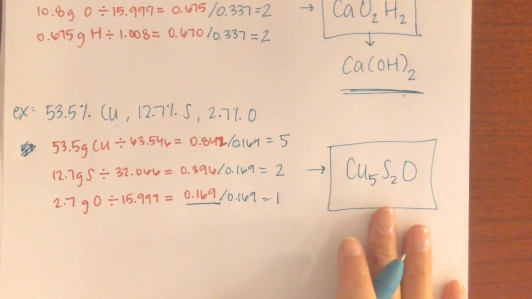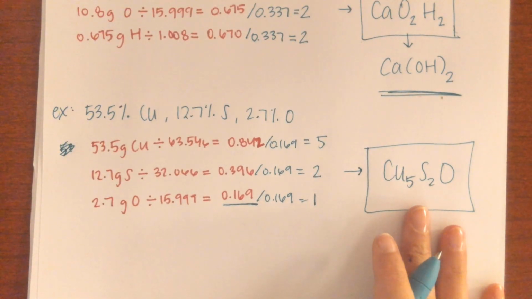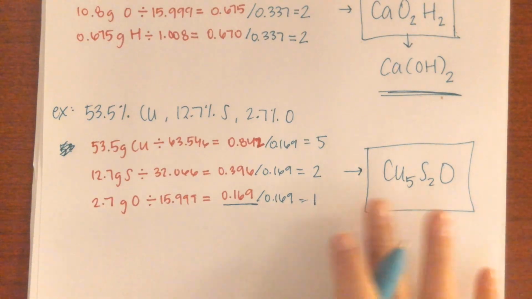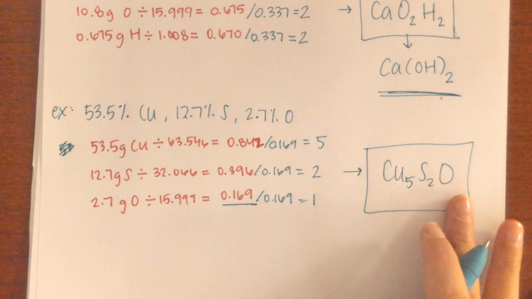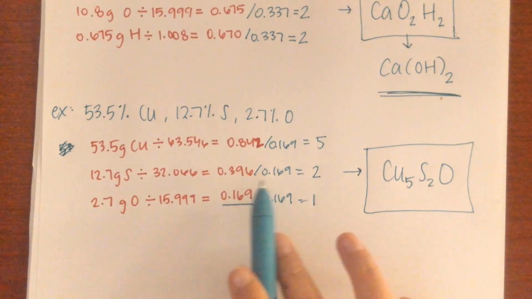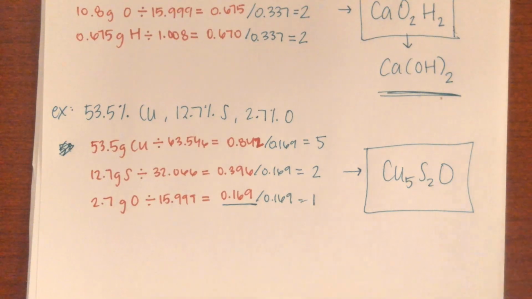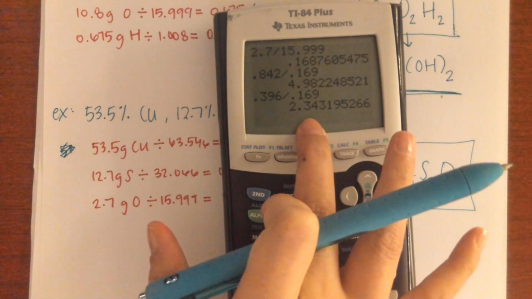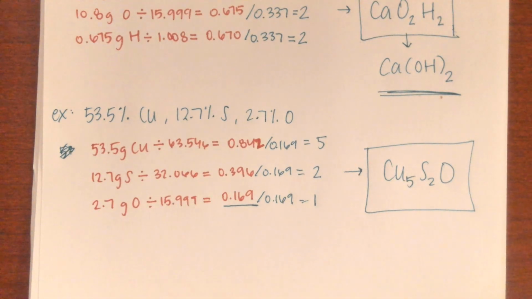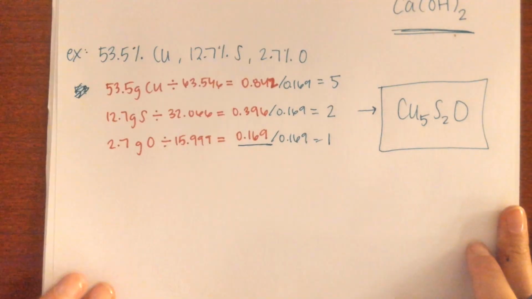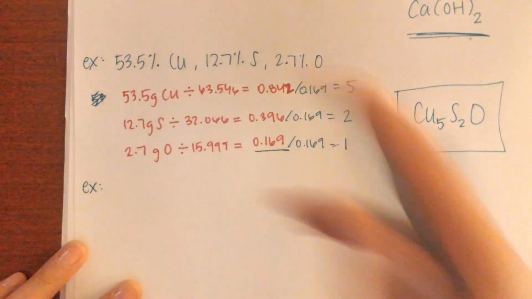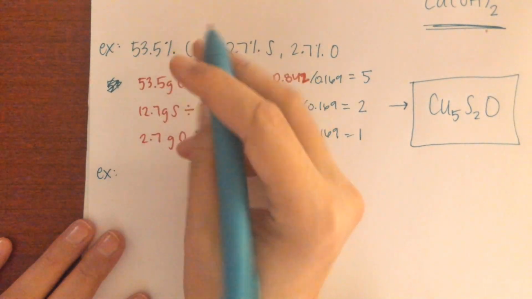Alright, you should be able to get this empirical formula for copper, sulfur, and oxygen. Yes, some of these may look weird, and that's okay, as long as it's simplified. In this situation, when you divided 0.396 by 0.169, I got 2.34 on my calculator. That rounds down to 2. And then everything else should be rounded pretty nicely. Alright, so I'll give you one more. Try it out. You should be pretty solid once you get this right.